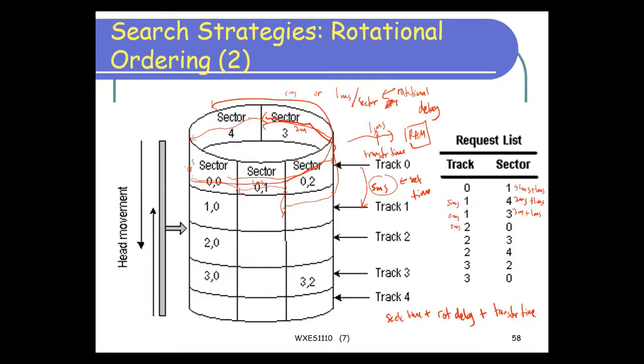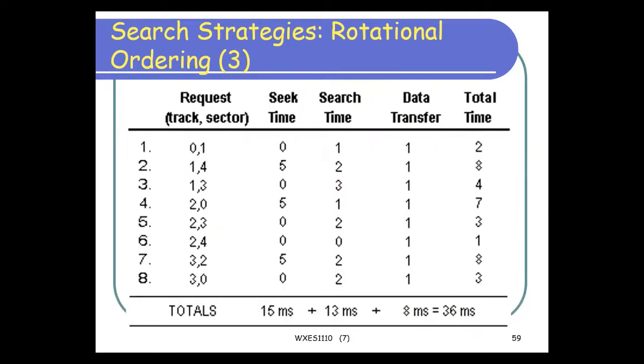So seek time is 5 millisecond inter-track. And then you move from sector 3 to sector 0. Sector 3 to sector 0 will take 1 millisecond. This one is 1 millisecond plus this one is 1 millisecond, and so on. You can do this. The seek time is easy, but the rotational delay is quite tricky because you must read the whole sector, and at the beginning of each request, it will start at the end of that sector and the beginning of the next sector.